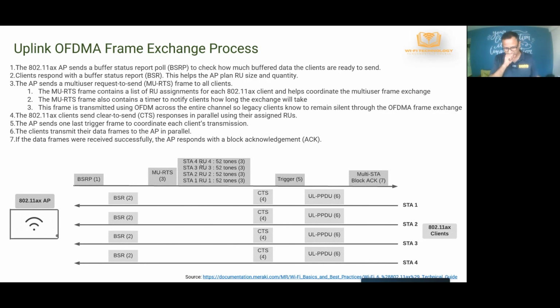Now, as you can see from this process, it's pretty complicated. It is adding a lot of overhead from buffer status reports, MU RTS frames, and trigger frames. All of these are broadcast frames that are sent across the entire bandwidth at very low data rates. So you can only achieve better performance when you have a lot of data to send, and you have lots of devices that have a smaller amount of data to send. That's where you get the most efficiency with OFDMA.